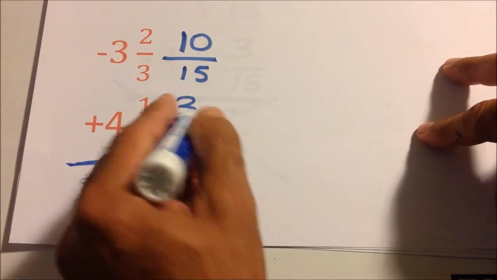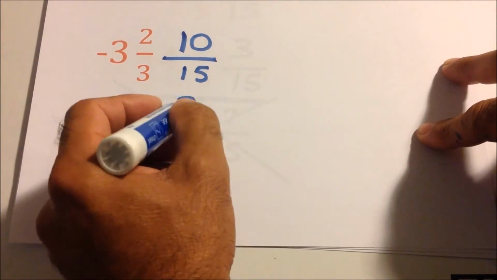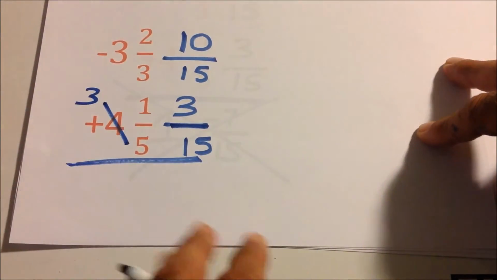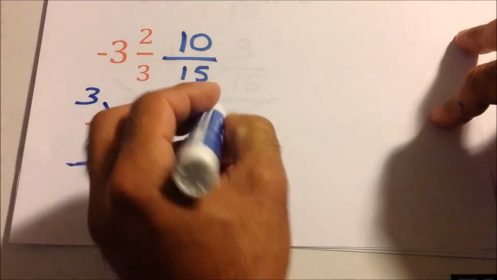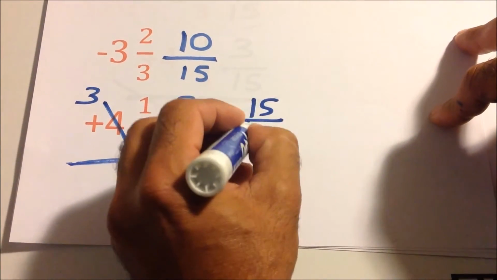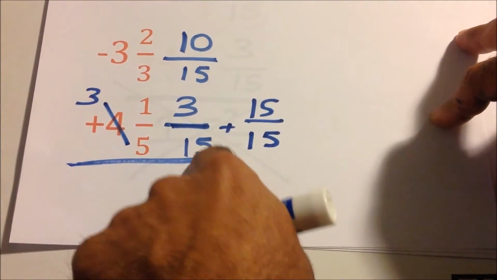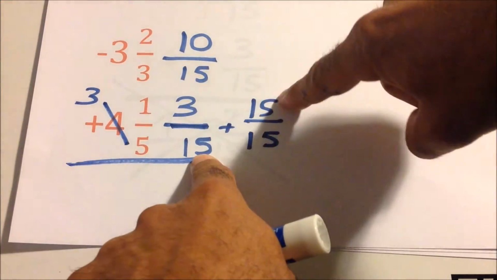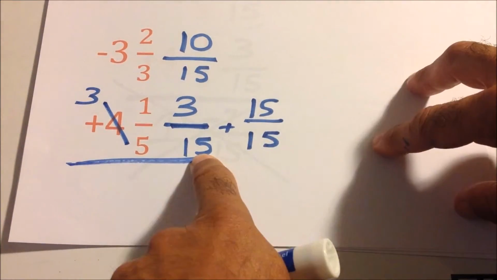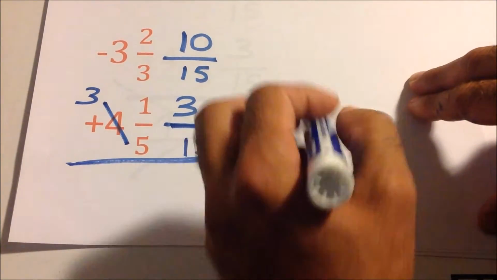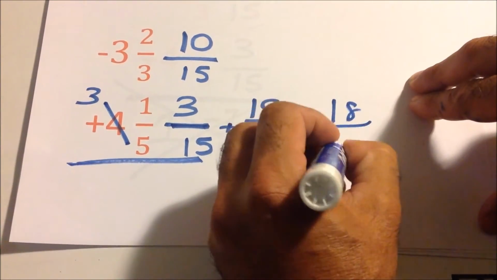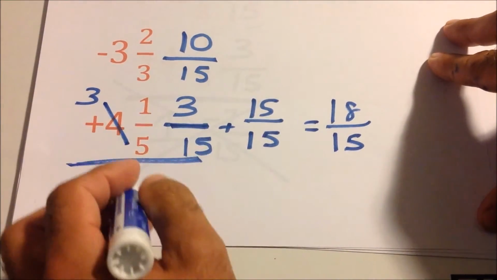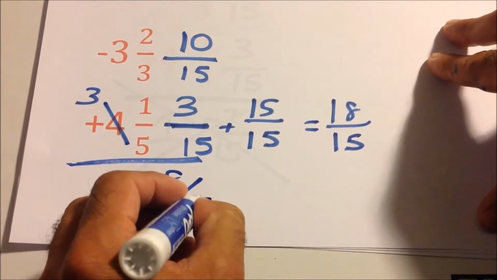So what we need to do is make sure that this numerator is higher than the 10. So I'm going to borrow from the 4. That becomes a 3. And what did we borrow? We borrowed 15/15. Just look at the denominator. The denominator says 15, so that's what we're borrowing. 15 over 15 is 1. So now we have 18/15. So negative 3 plus 3, that's a 0. That cancels out. And we're just left with 8/15.